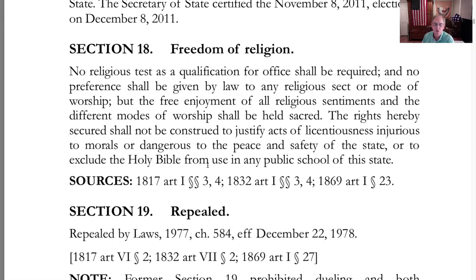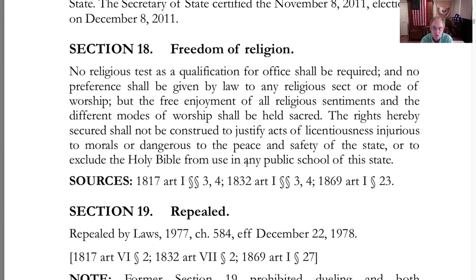You're not going to exclude the Holy Bible from any public school in this state, to protect it from the government, because the government was starting to intrude on the principles of religion, morality, and knowledge being necessary for good government and the happiness of mankind. So this is in the Bill of Rights. This is in the current Bill of Rights.